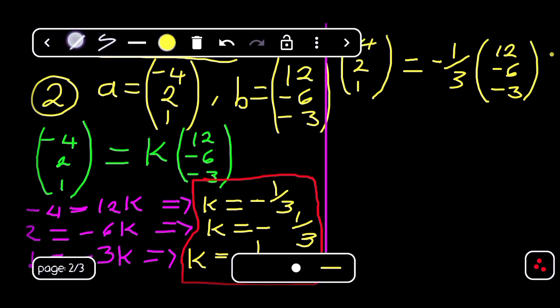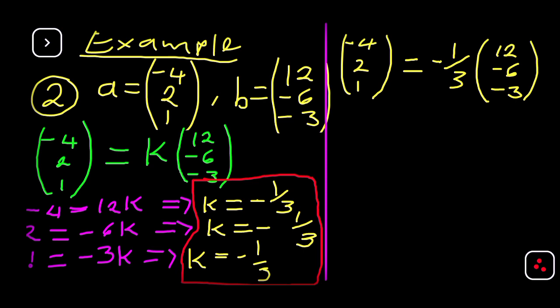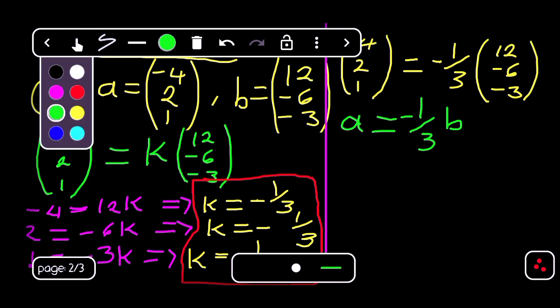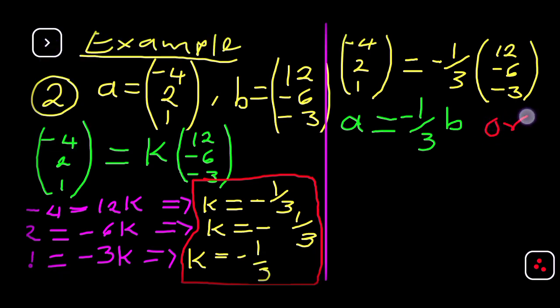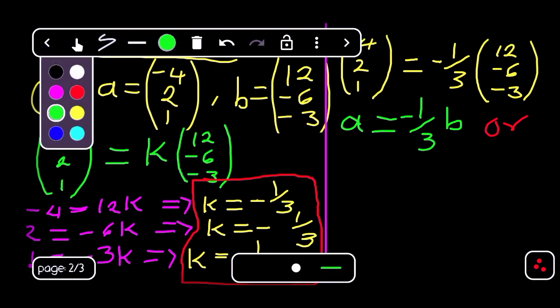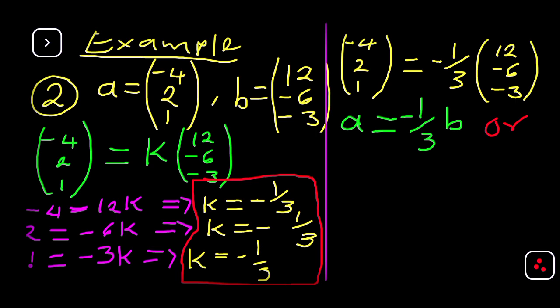That simply means that vector a is equivalent to negative 1 over 3 of vector b, or negative 3 vector a is equal to vector b.